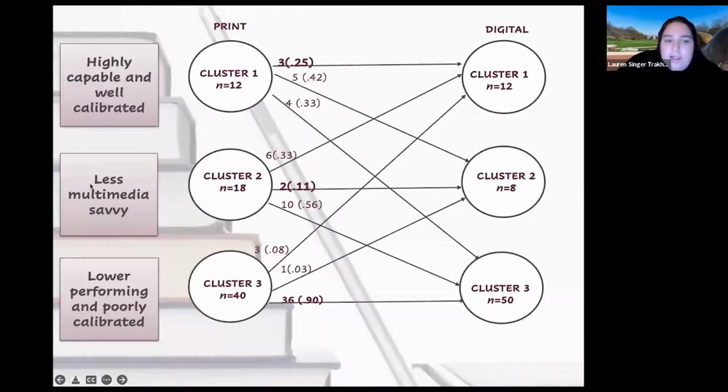What's interesting, I also want to point out, is cluster 2. This group is less multimedia savvy. They barely engaged with the visuals at all. So most of them did not even refer to the visuals within the text. If they did refer to the visuals in the text, it was not when they were told to do so by the text itself.